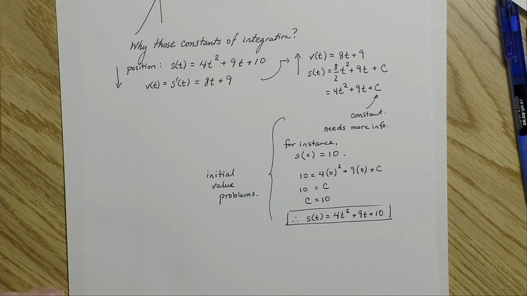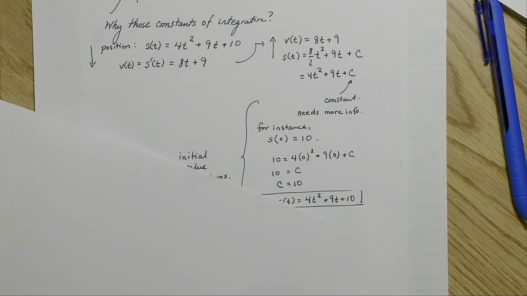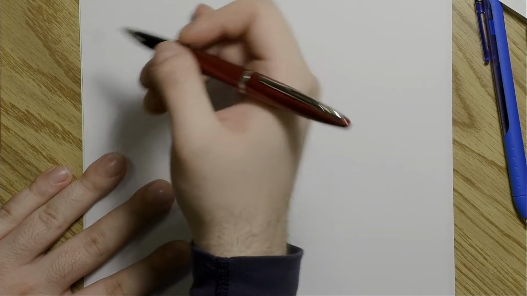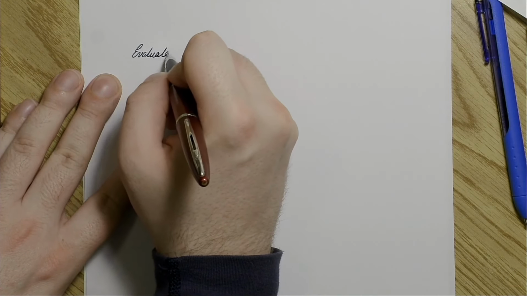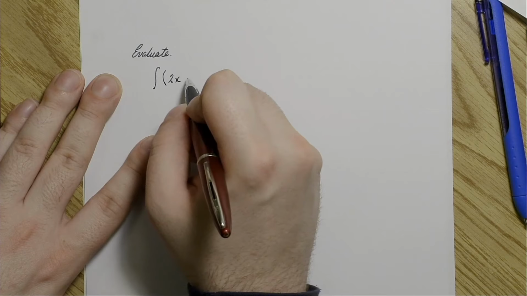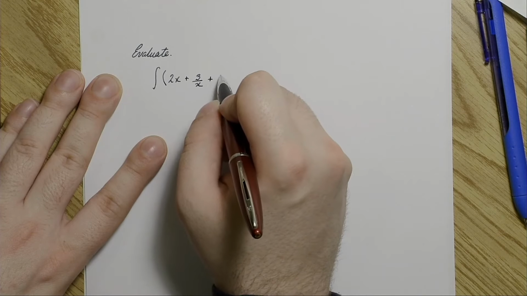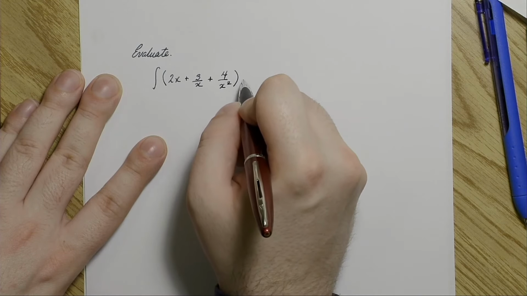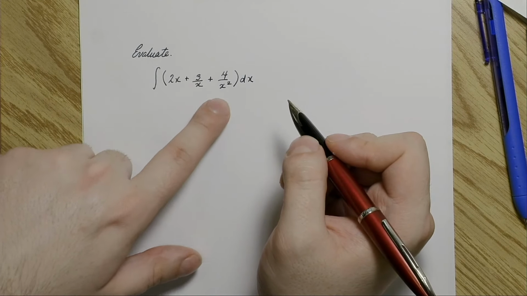Okay, let's see. I think before I go, I'll do 2 more examples and we'll call that a day. Okay, so we're going to evaluate the integral of 2x plus 3 over x plus 4 over x squared.